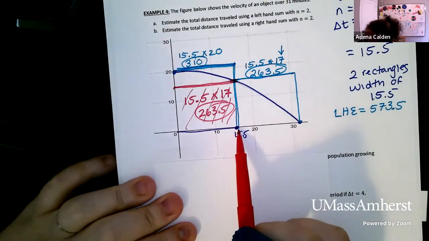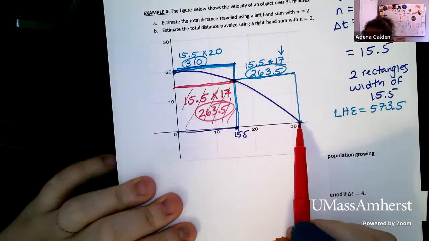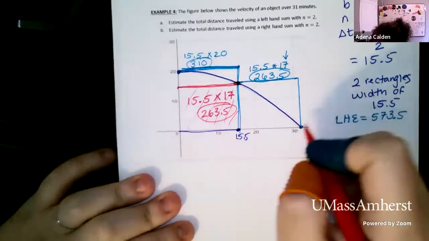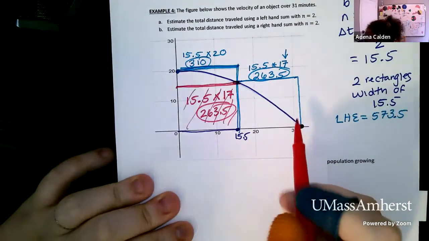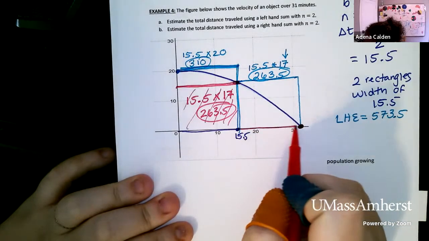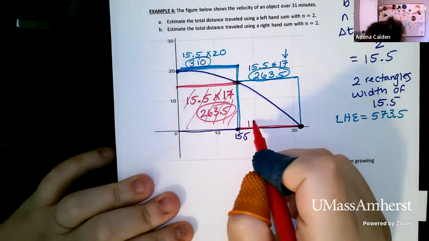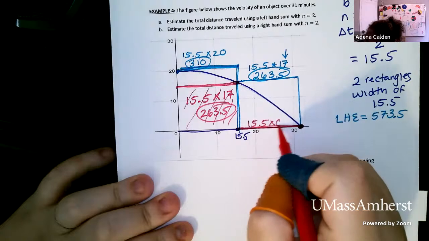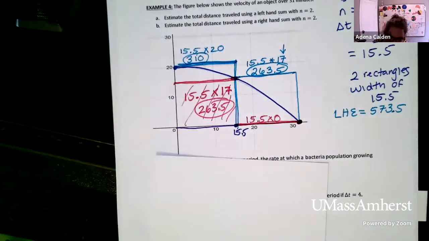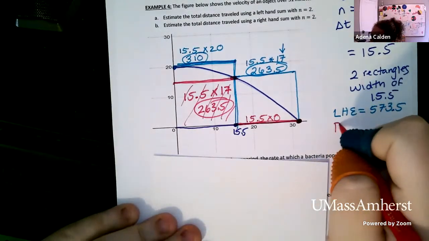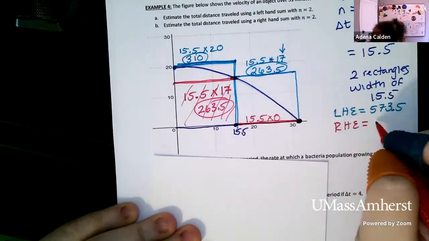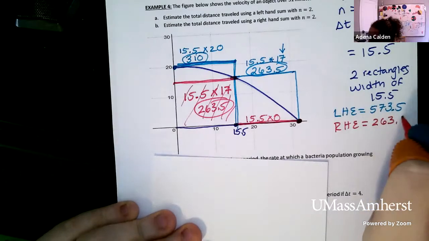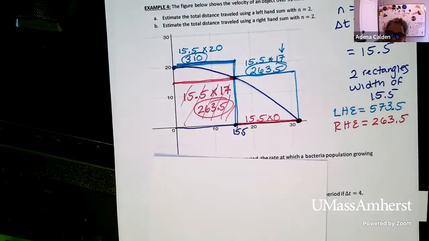Now for the second rectangle, again, I have 15.5 and I have 31. 31 is the right-hand point, and that has a height of 0, right? So that's just right on the line. So there's no area here. So I'm just going to write 15.5 times 0 to help us remember, which is 0. So my right-hand estimation is going to be 263.5 plus 0, which is 263.5.